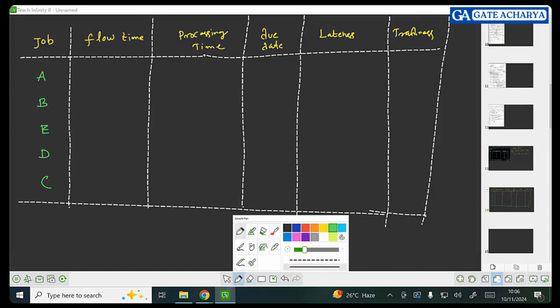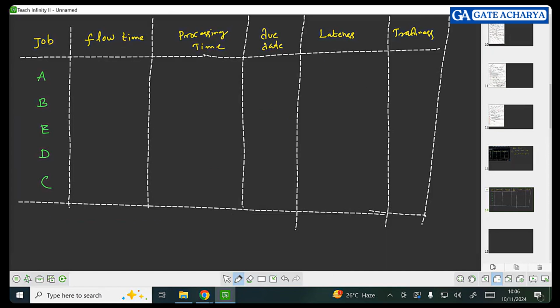Right. Now let us see that. Now processing time: A is 5, and B is 8. Okay. We have the EDD rule. Okay, fine, no problem. Now your processing time is 5, 8, 6, and D is 9, and it is 3. All right, guys. Done.